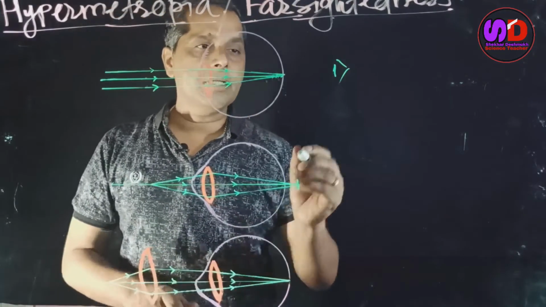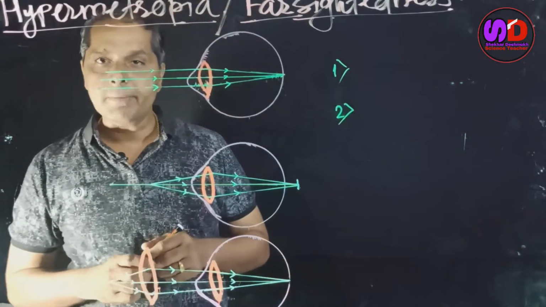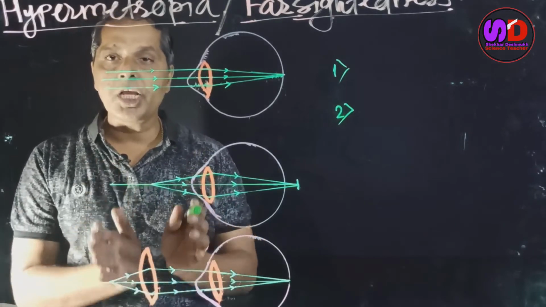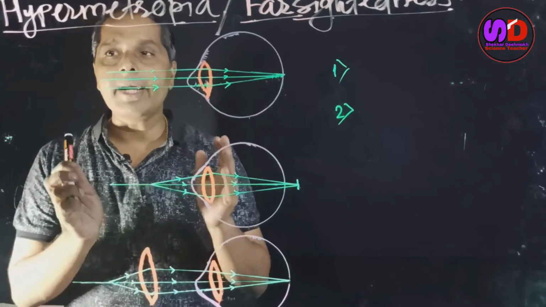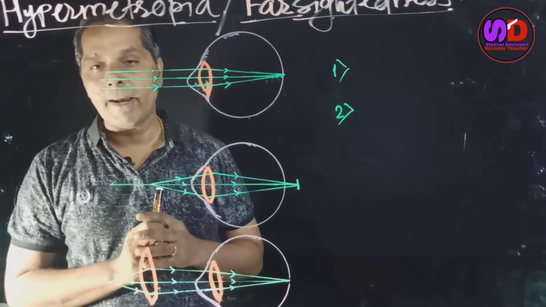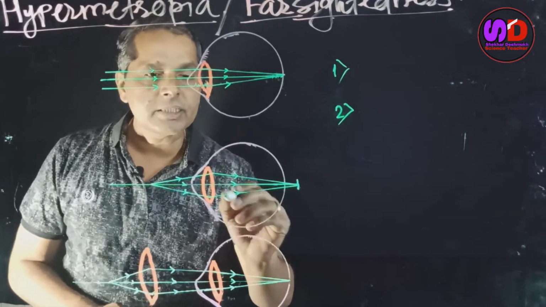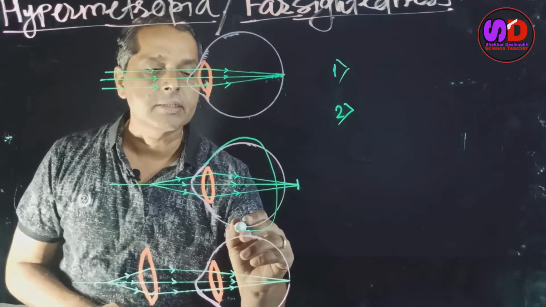Second possible reason is that the shape of the eyeball changes, due to flattening of the eyeball. Flattening of the eyeball means that instead of its circular shape, the eyeball flattens.